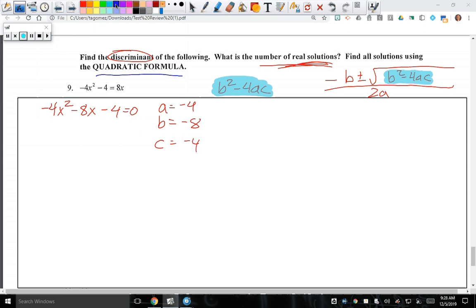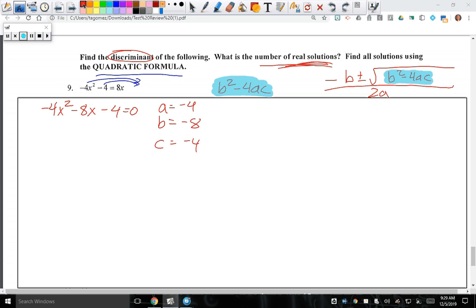Alright, so the question was just now asked, what if we moved everything to the right? Well, we would have a positive 4x squared, a positive 8x, and a positive 4. So that would change this to a positive 4, a positive 8, and a positive 4. It will still work, nonetheless, when you put it in quadratic form. Okay, everything still works. Alright, so we're going to go ahead and use this piece that we started with.